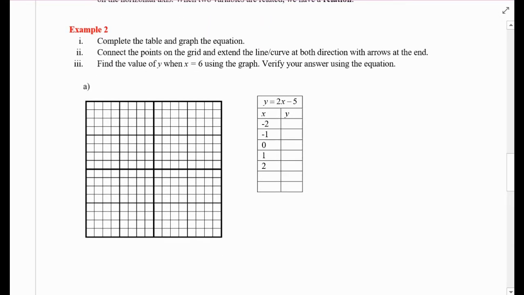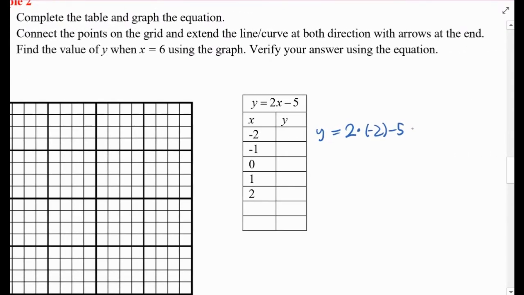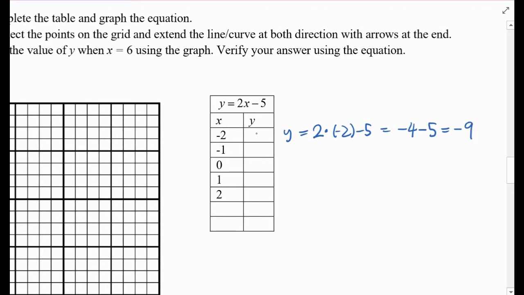Okay, let's look at example 2. Complete the table and graph the equation. We have the equation y equals 2x minus 5. So we're going to complete the table. If you plug negative 2 into x, then y equals 2 times negative 2 minus 5, since multiplication is hiding here. 2 times negative 2 is negative 4, minus 5. That is negative 9.